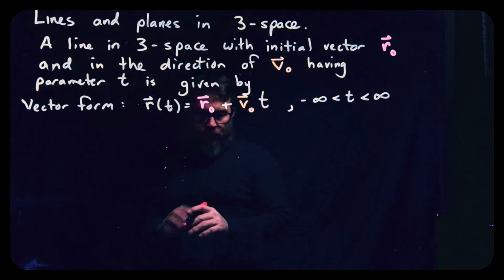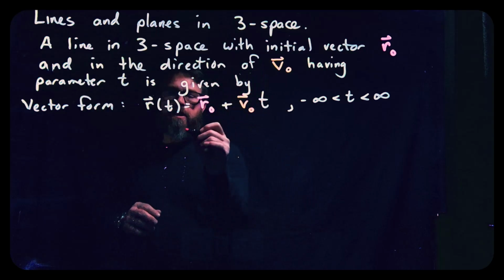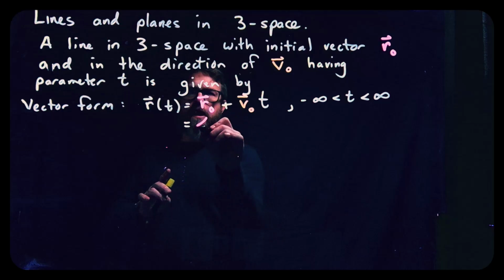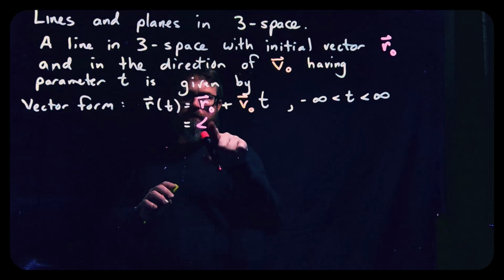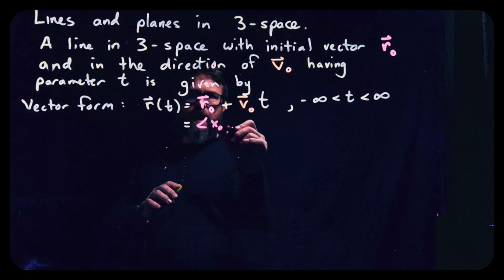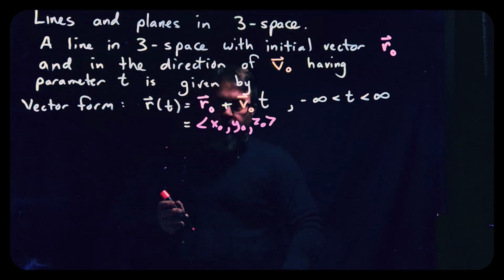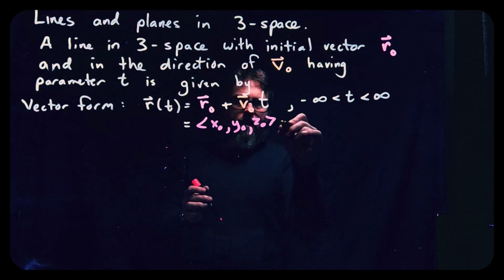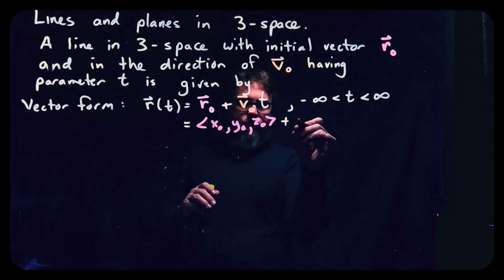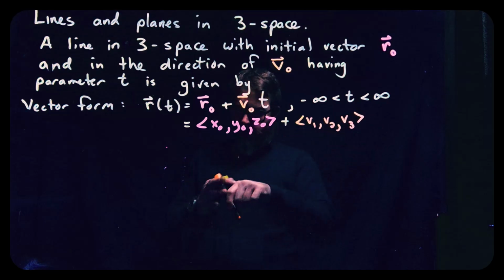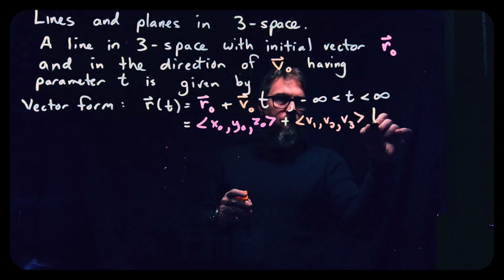Now this is its vector form. We can also expand this into its component form. So r0, we'll say this is equal to x0, comma y0, comma z0. And then this will be plus our direction vector, which is going to be, say, v1, comma v2, comma v3. And this vector is going to be multiplied by t.